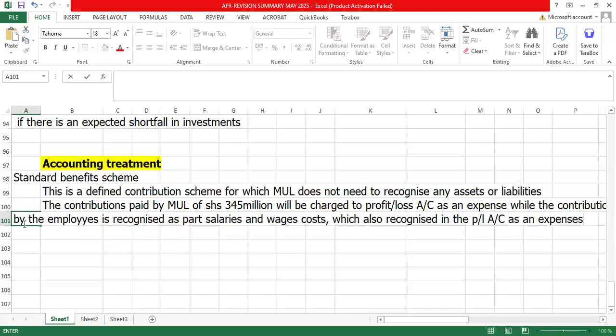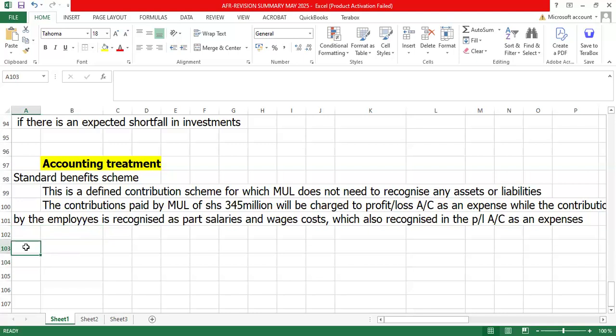Okay, I believe this makes sense. Yes. And that's all, colleagues. That's how you're going to account. Just to know that all contributions, if it is defined contribution scheme, you will not be having any asset, you will not be having any liability, you will not be having anything related to remeasurement. All those things are going to come under defined benefit scheme.